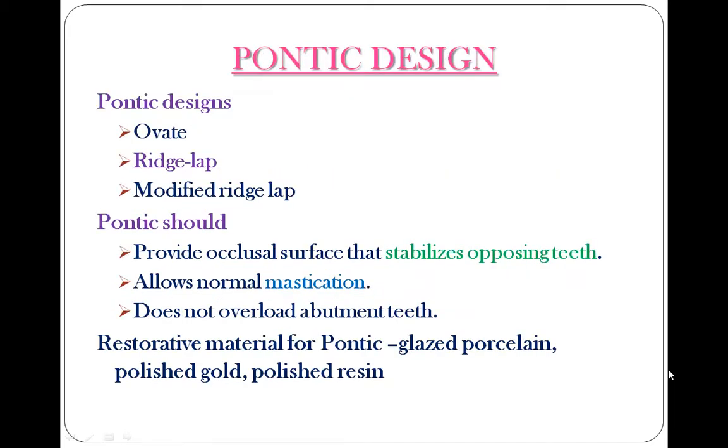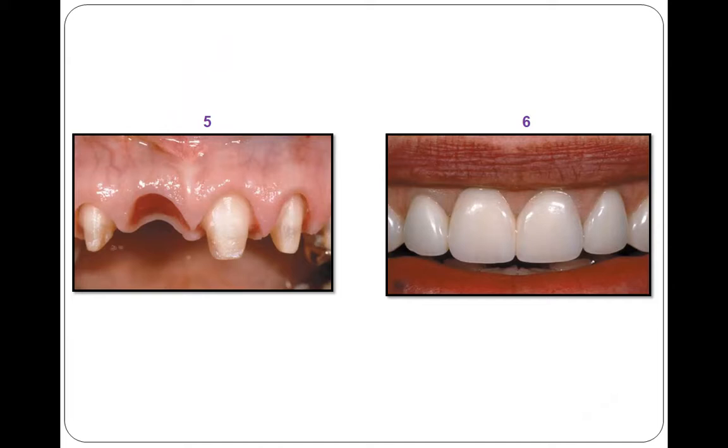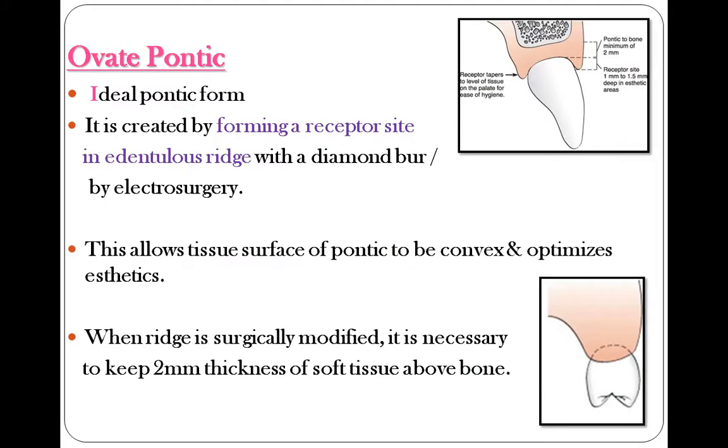Now moving on to the next aspect, that is the Pontic design. Now as you all know, Pontic is that part of a prosthesis which replaces the lost natural tooth. Now several designs have been proposed like the ridge lap or the ovate Pontic and the modified ridge lap. Now first is the ovate Pontic.